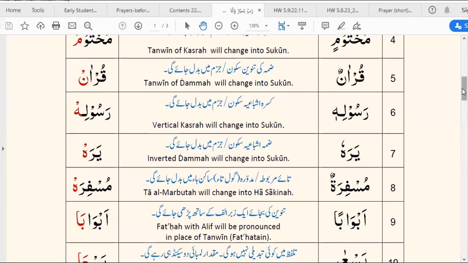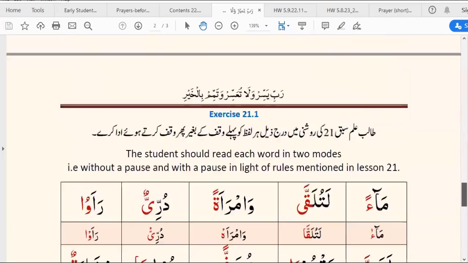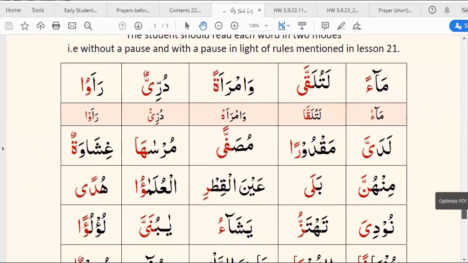Let me find which ones we are on. Okay. So could you please read this one as it is? Wamra'atan. Very good. And now how would you read it in Waqf? Wamra'at.